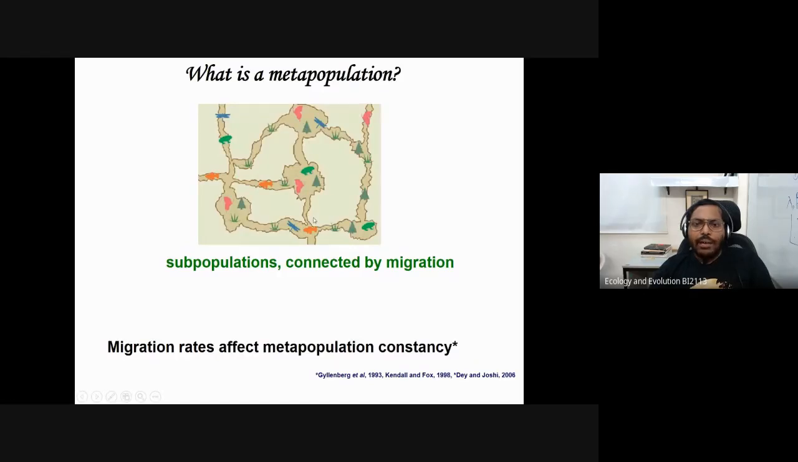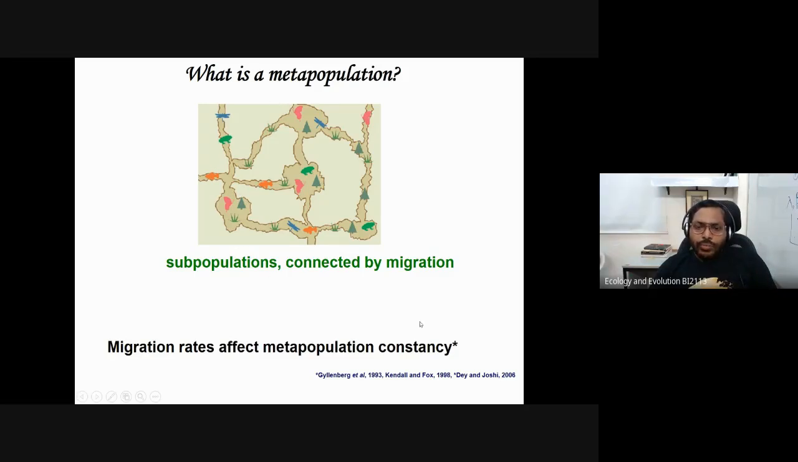When you have subpopulations, local populations, which are independent enough so that they have their own dynamics, and yet they exchange some number of individuals through migration, then this entire ensemble is what is known as a metapopulation or a spatially structured population.